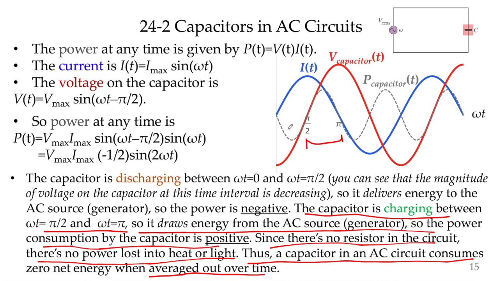Yes, at some point it uses power. So here it gives power to the circuit, here it uses power, gives power to the circuit, uses power. But it's basically giving and taking the same energy to the circuit back and forth. When you think about the average over time, it's actually not using any power, so the net power use is 0.